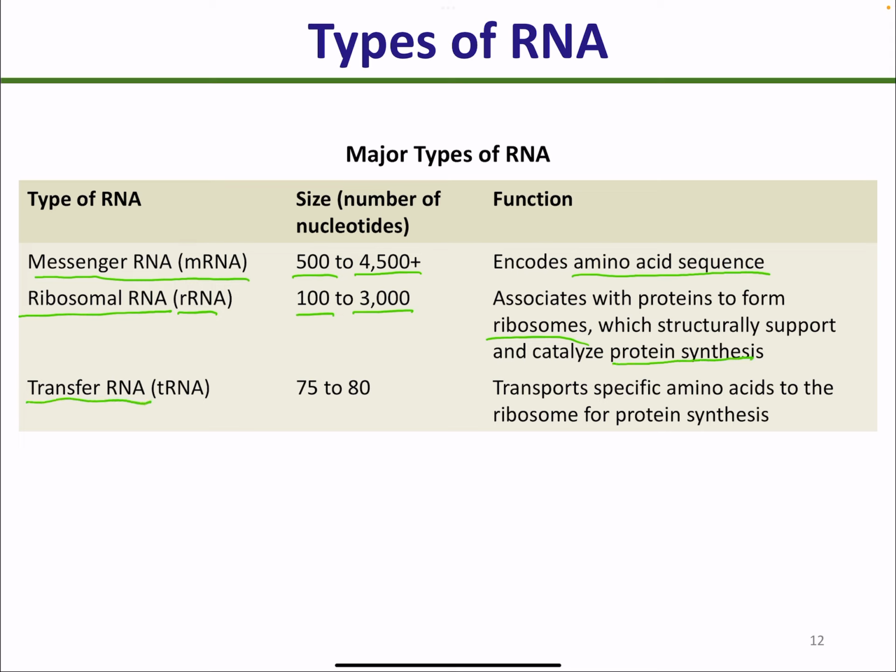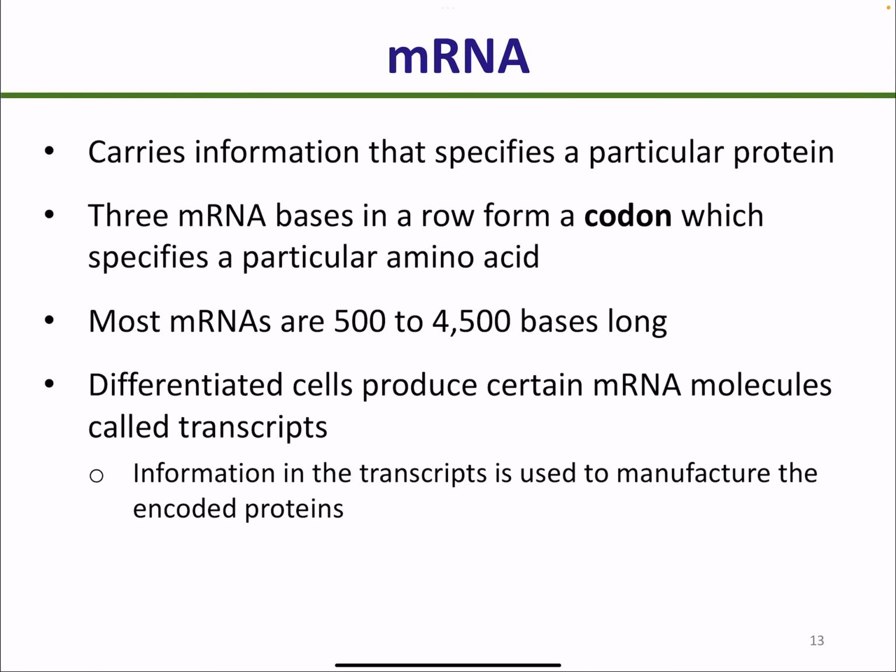And then you have transfer RNA, which is much, much smaller. The size varies between 75 nucleotides and 80 nucleotides. They are going to transport very specific amino acids, so that these amino acids can connect to each other and form a polypeptide that eventually we're going to call a protein at some point. So the messenger RNA carries the information that is very specific for a protein to exist.